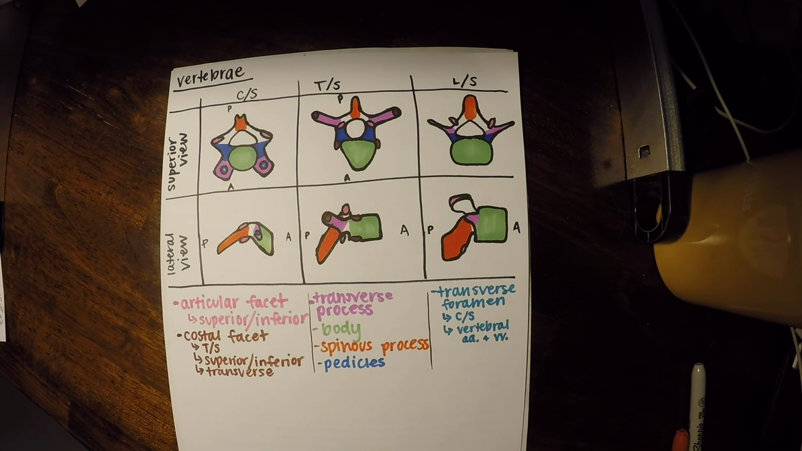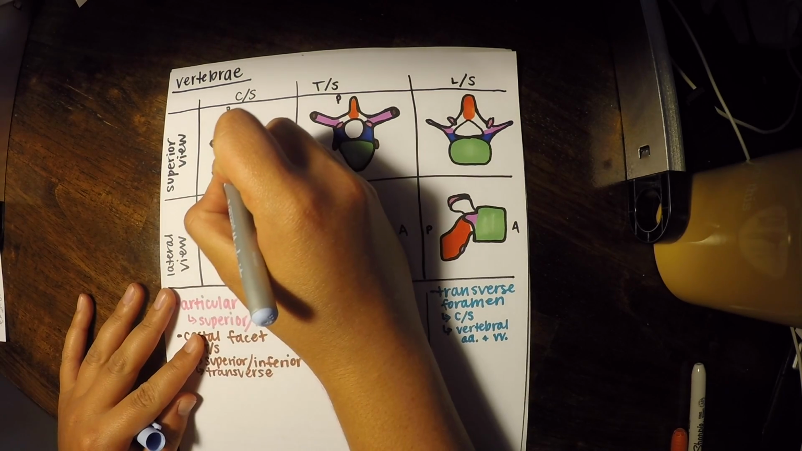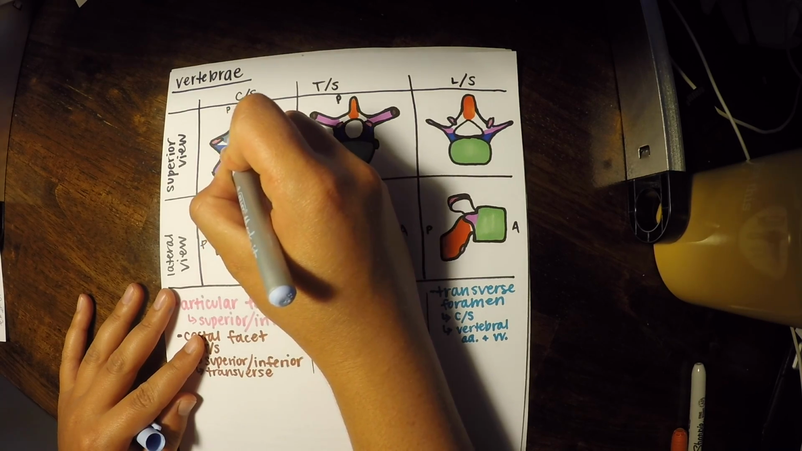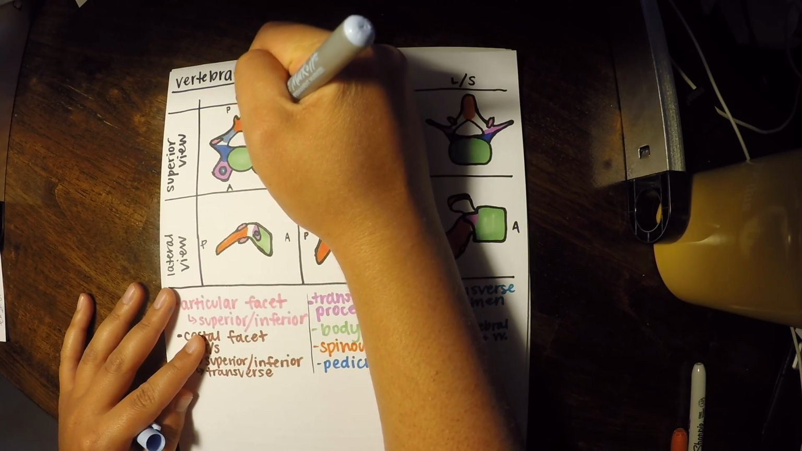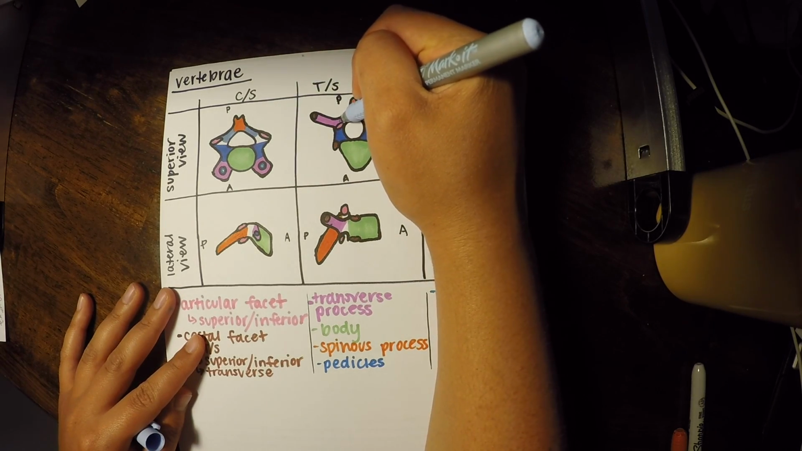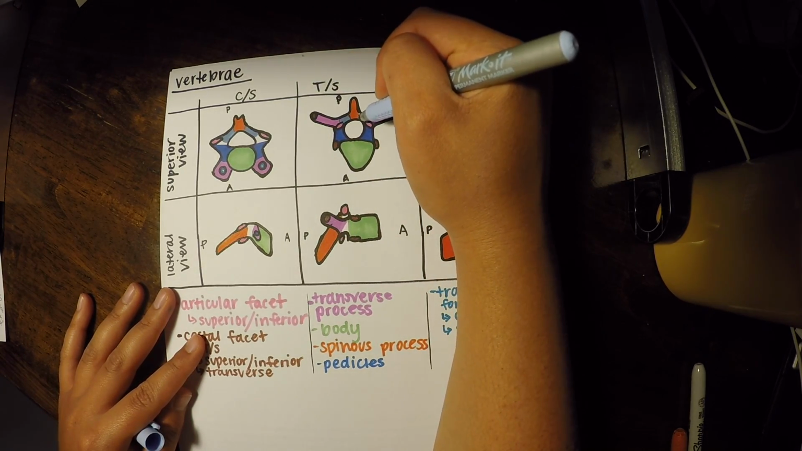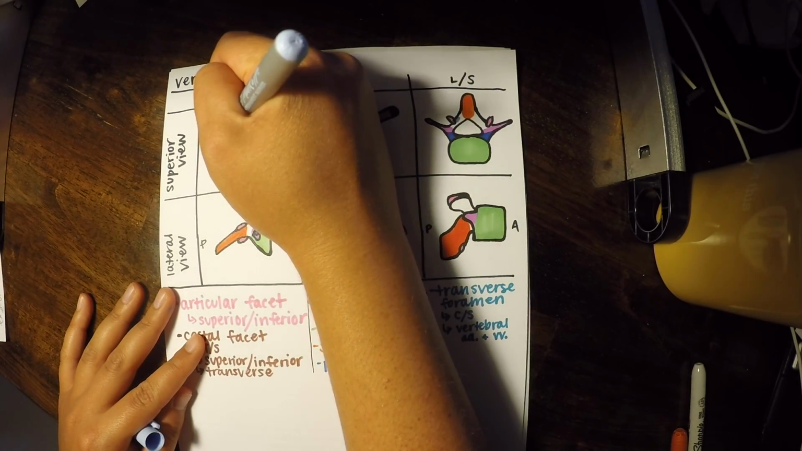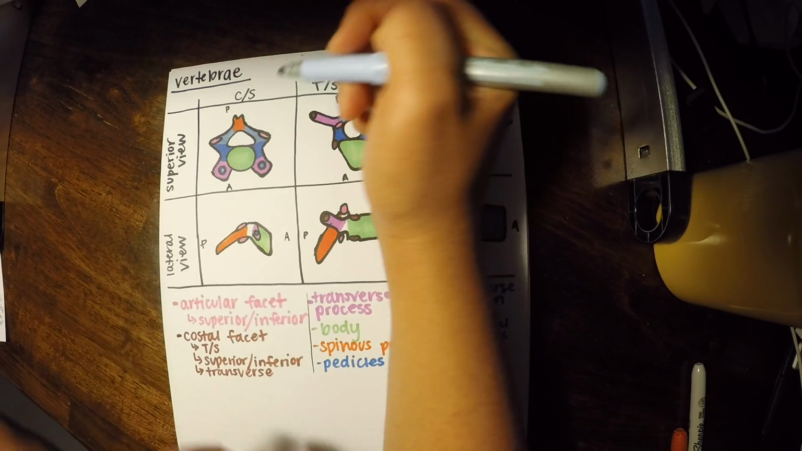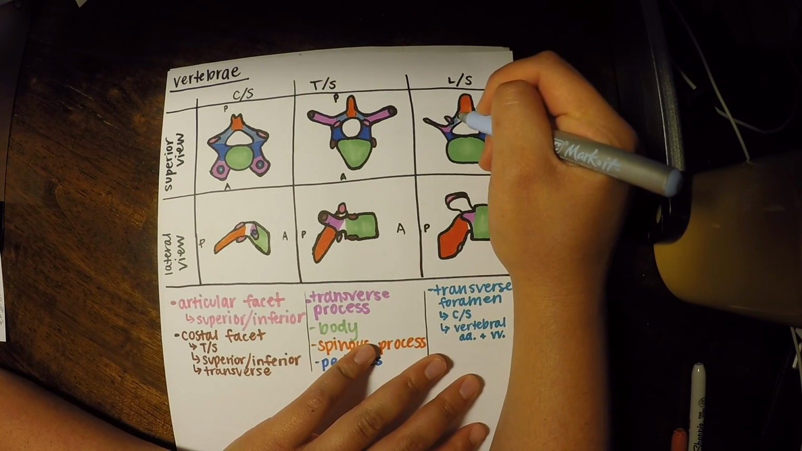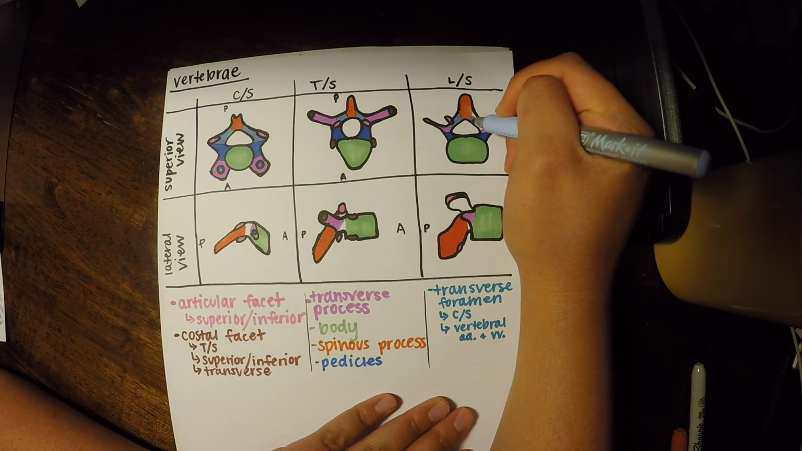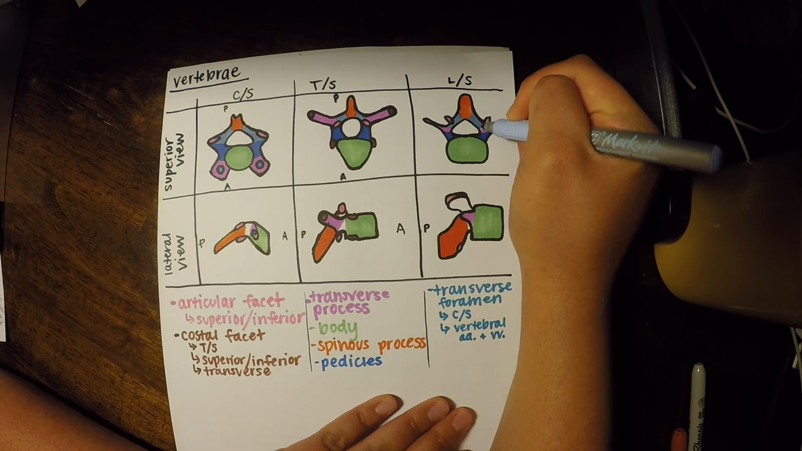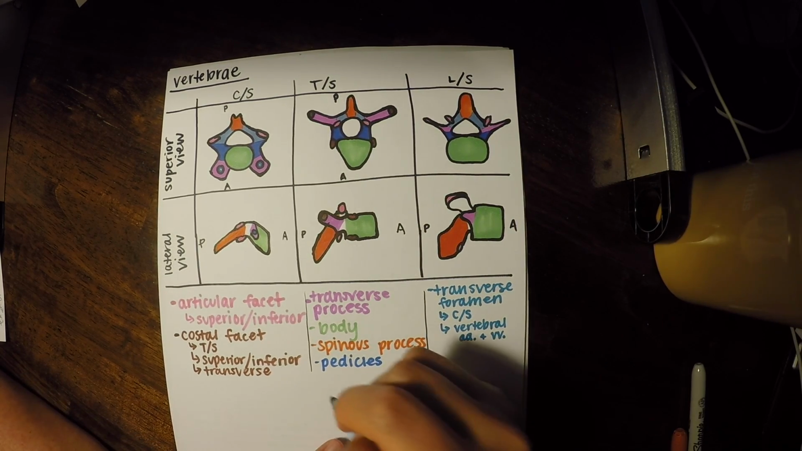Now the next part is the lamina. And the lamina are right here. Finish coloring this in. All right, so those are our lamina.